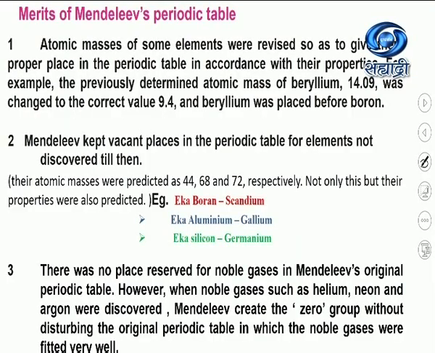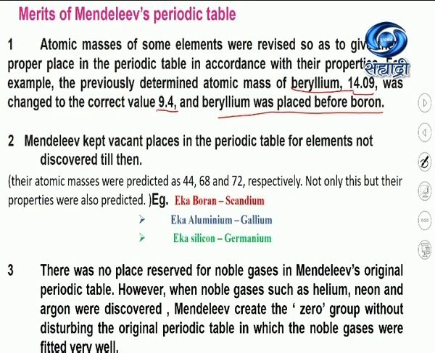What is the importance of Mendeleev's periodic table? There are so many merits of Mendeleev's periodic table. Atomic masses of some elements were revised so as to give them proper place in the periodic table in accordance with their properties. For example, the previously determined atomic mass of beryllium was 14.09, but it was corrected to 9.4, and therefore the place of beryllium was changed. Now it is before boron.